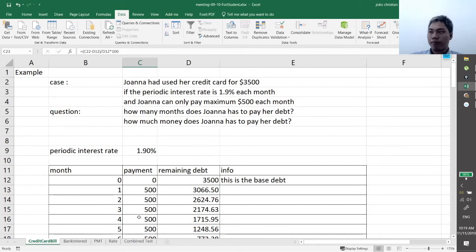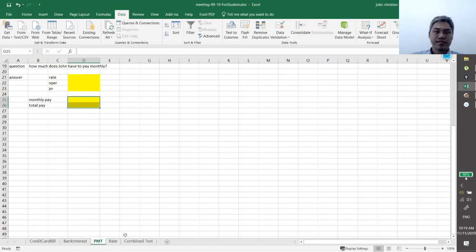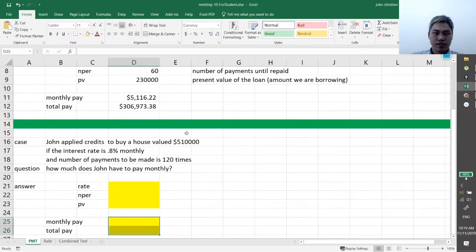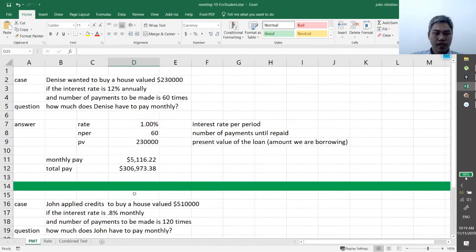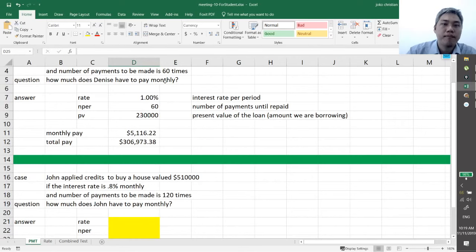Let's now talk about the real class for today, which is PMT. I will not save this one. Okay. Please open your Excel, and we see that there are 3 worksheets here. The first worksheet is PMT. PMT is a built-in function in Excel that you can use to count the monthly payment.